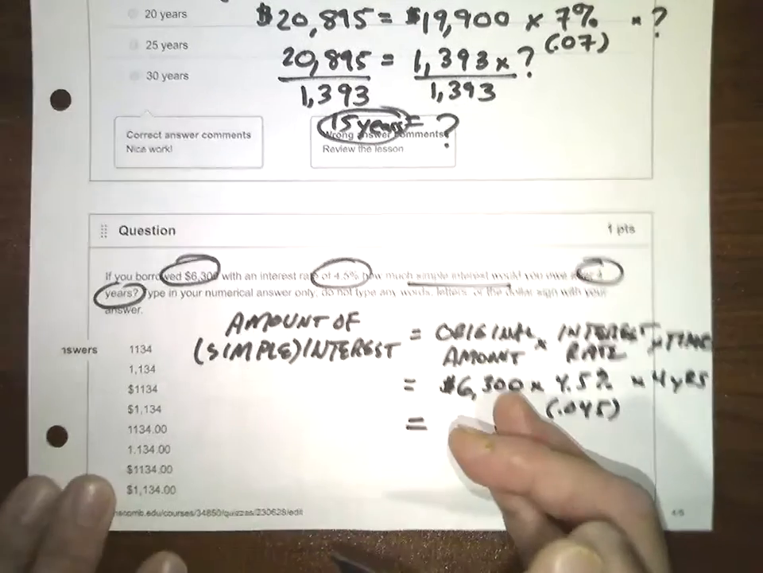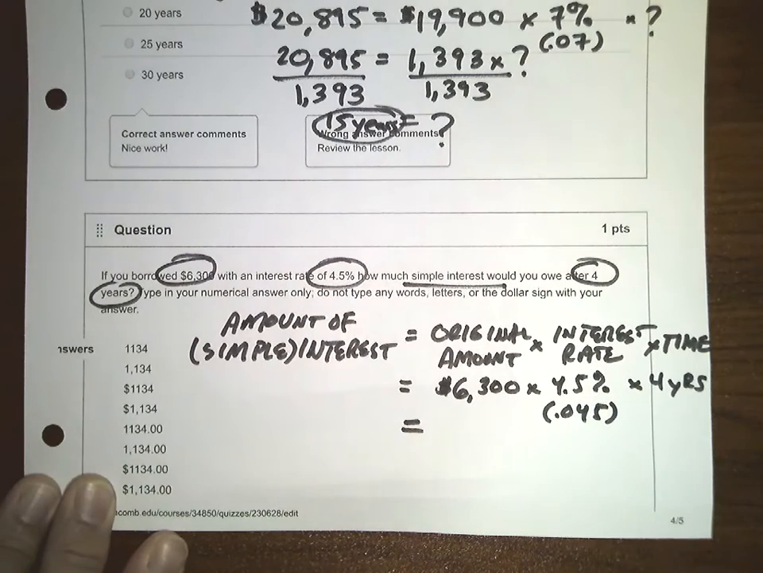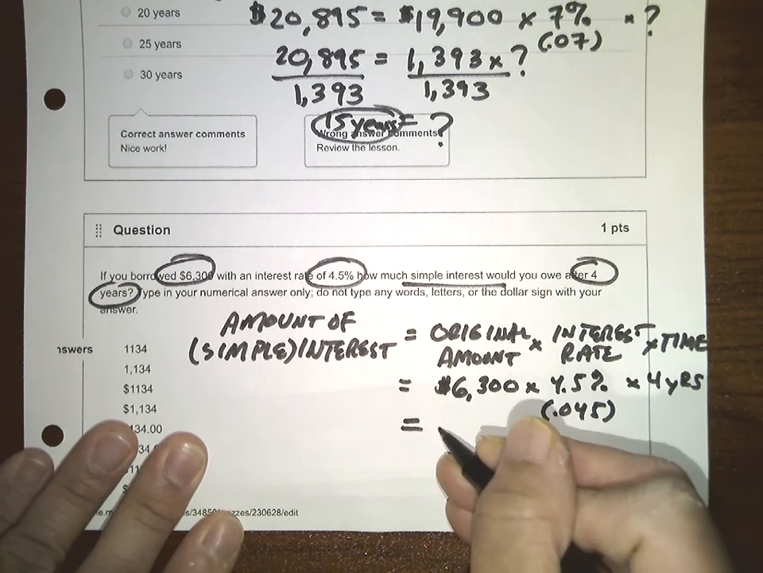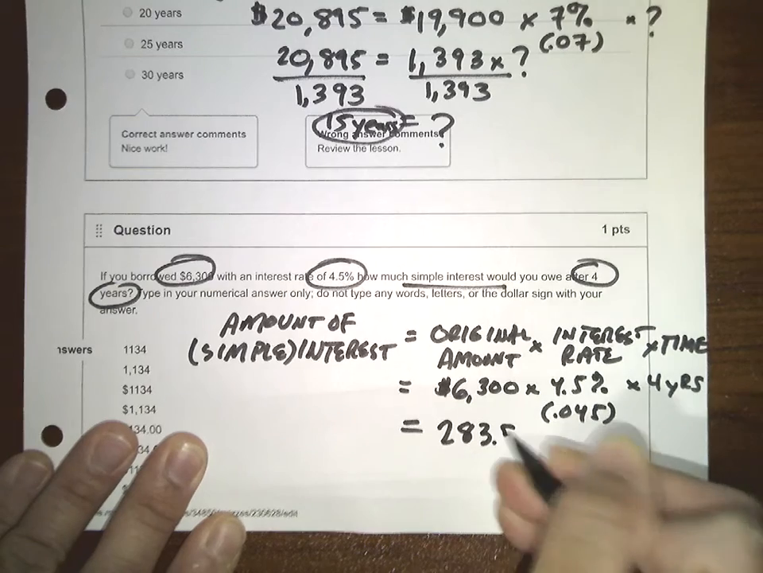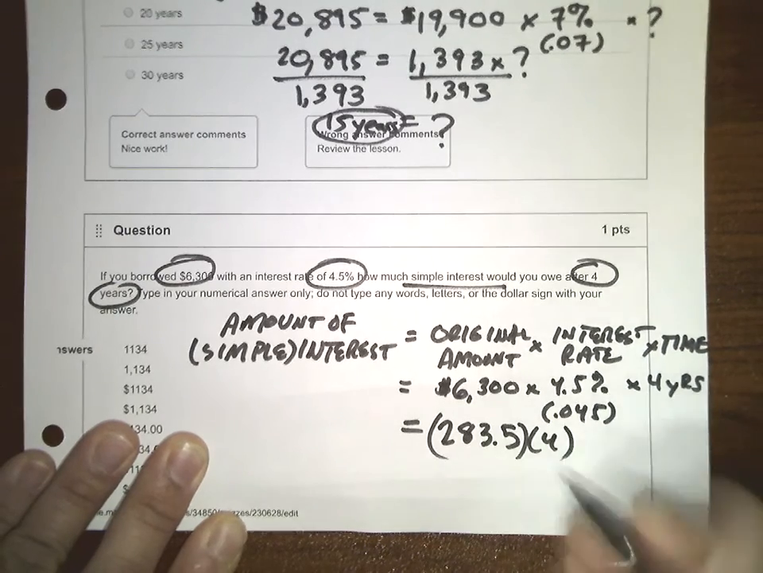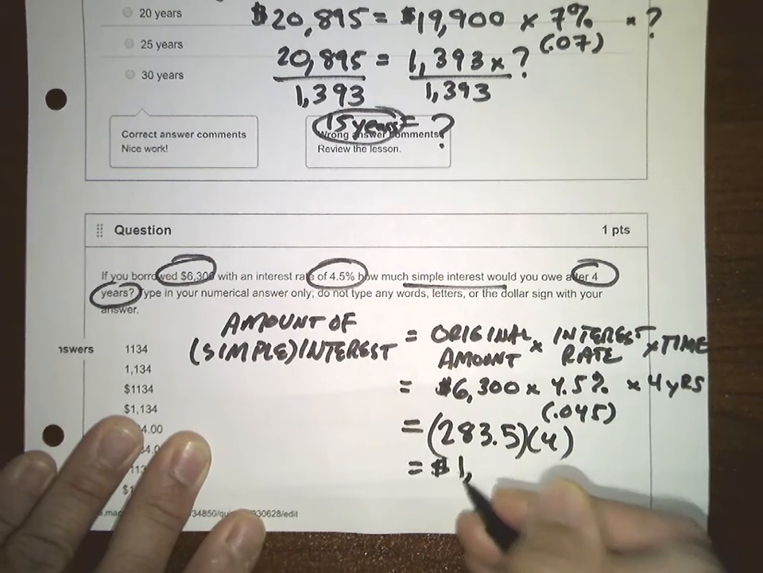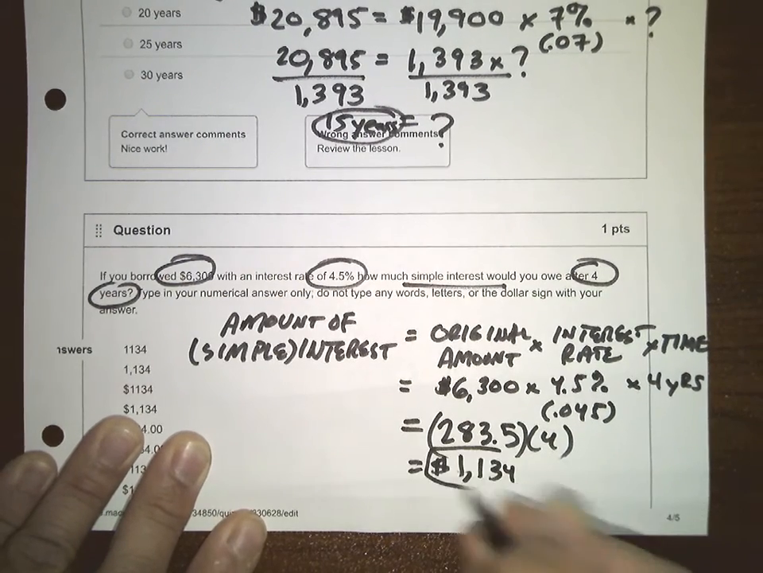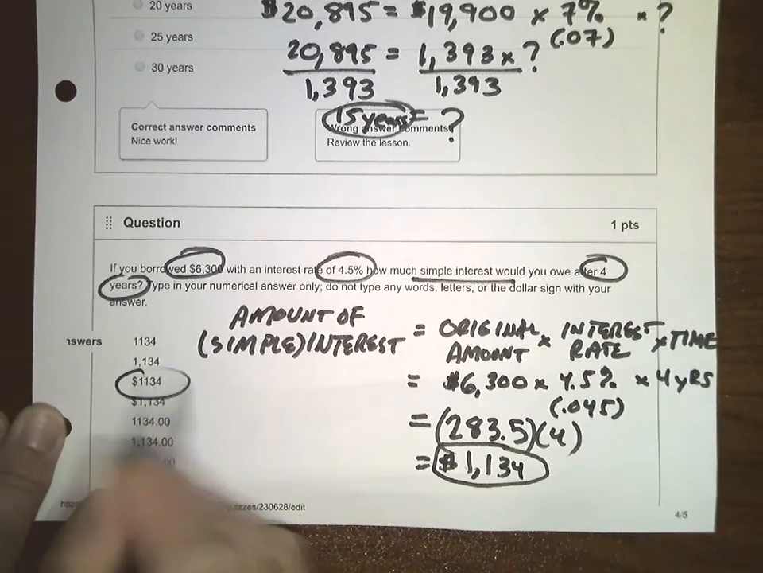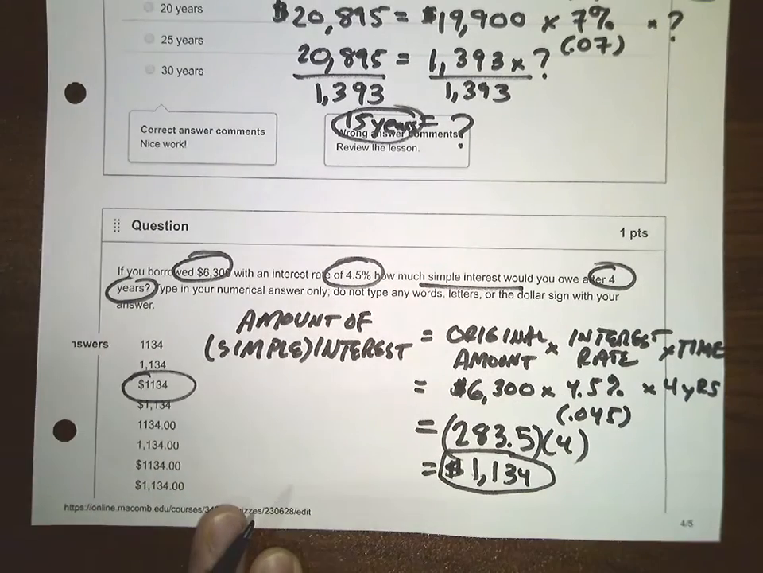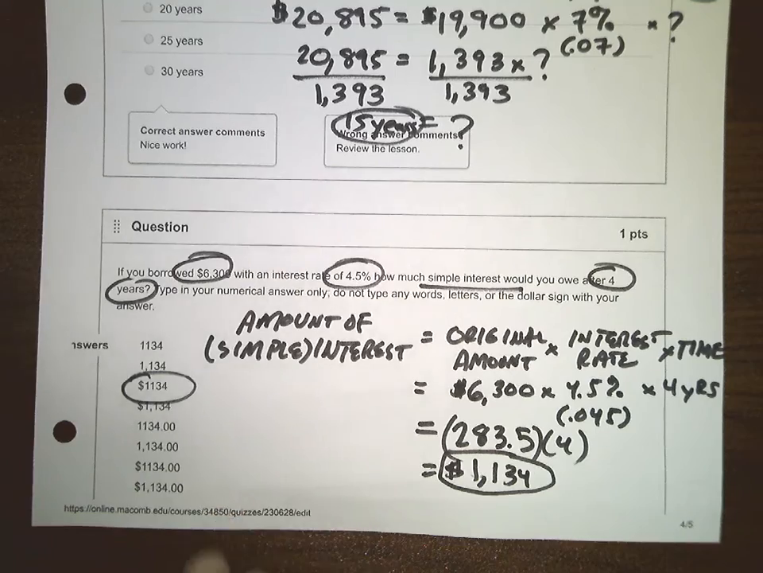So this is a straightforward one where you just multiply these three numbers together. So 6,300 times 0.045 is, what is that? That's going to be 283.5 times 4. So times 4. So that will be $1,134. So that would be the amount owed. All right, so let's try one more exciting problem here.